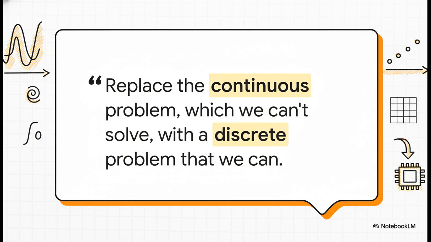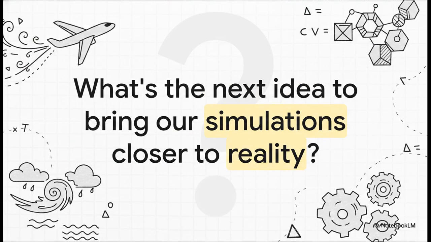So at the end of the day, that's the whole game right there. That's the big takeaway. We trade the elegance and perfection of continuous math for the practical, raw power of discrete, solvable approximations. And it's this fundamental trade-off that has completely unlocked the world of simulation and computational science as we know it.